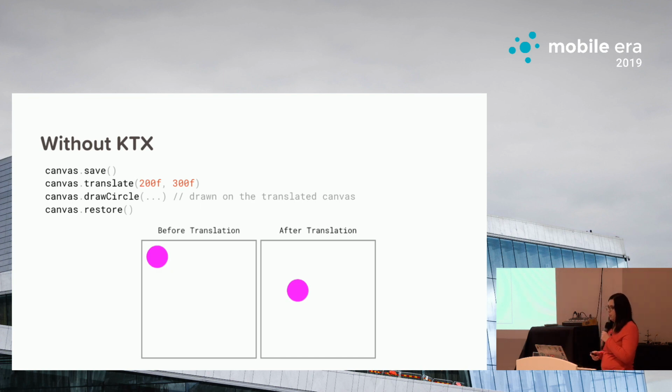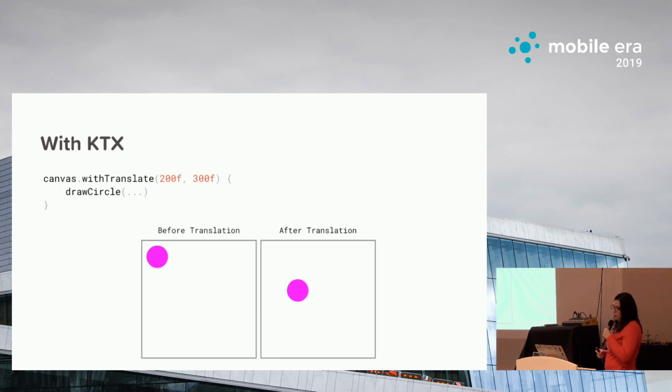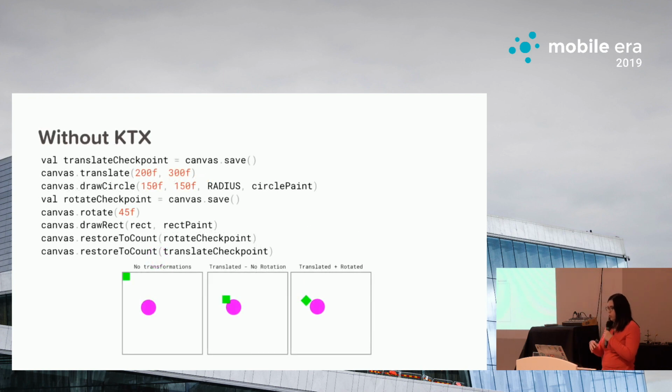So if you use something from the KTX library, it looks something a bit like this. There are these methods like withTranslate, withScale, withRotation. And you call canvas.withTranslate and you give it your values, and that performs the actual save and restore for you. And then everything inside your block after that will be on that translated canvas. So this is, in my opinion, a little bit easier to read and understand that this canvas is now at this certain translated point, and we still get the same effect of the canvas being rotated and translated.